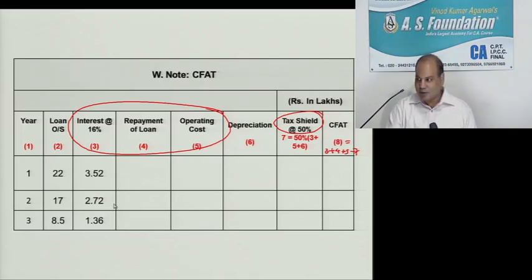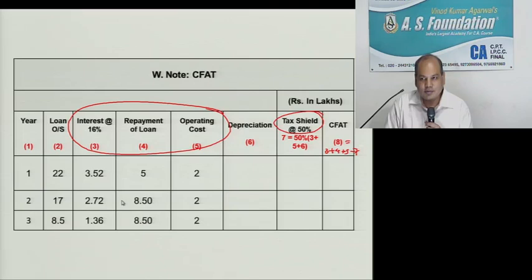What is the repayment of loan in the first year? Second year? 8.5. Third year? 8.5. Operating cost: what is operating cost in first year? 2. Second? 2. Third? 2. Depreciation, first year. SLM method: cost minus salvage value upon number of years.